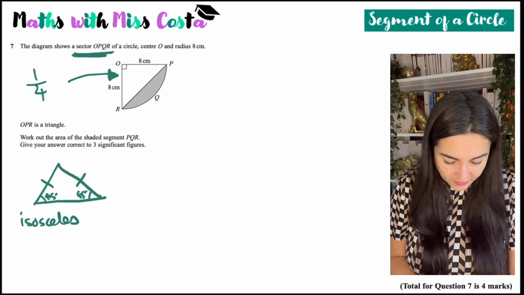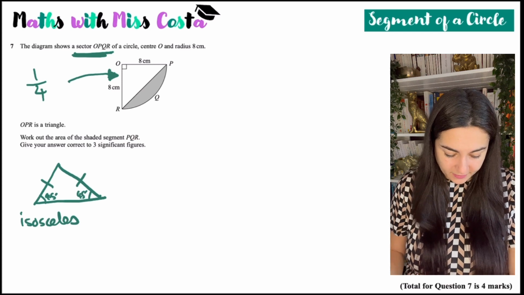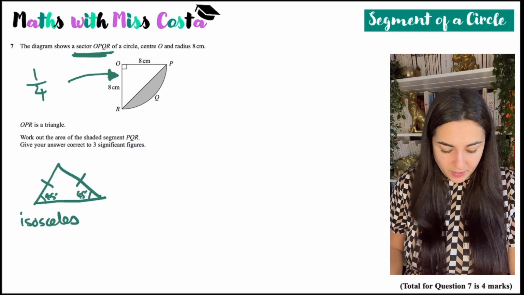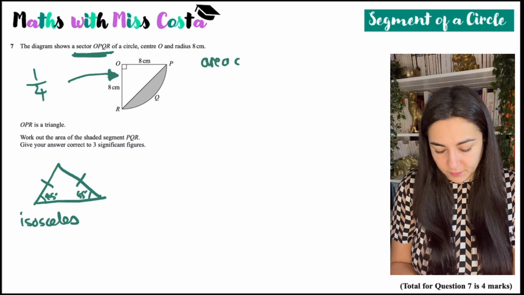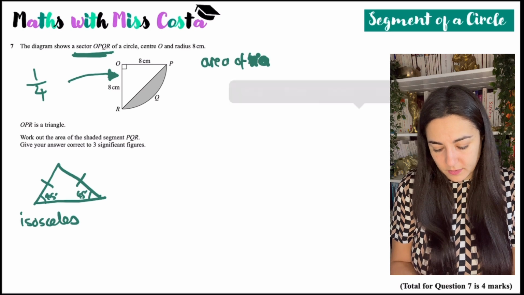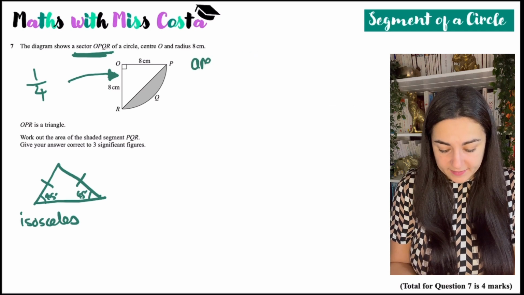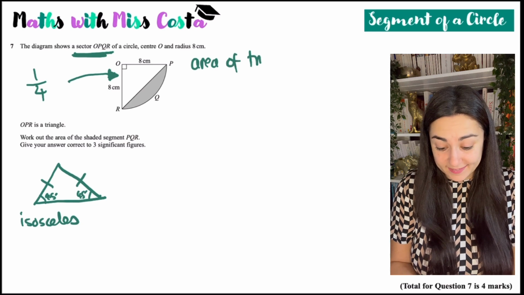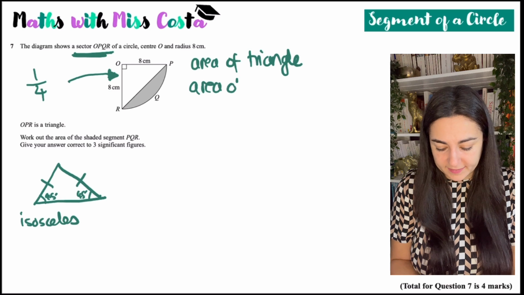So what we need to do is work out the area of the shaded segment and give our answer correct to 3 significant figures. Okay, so the first thing we're going to need to do is work out the area of the triangle. Oh, why is that pen doing that? So the area of the triangle and the area of the sector.